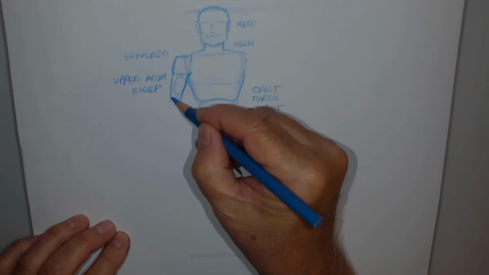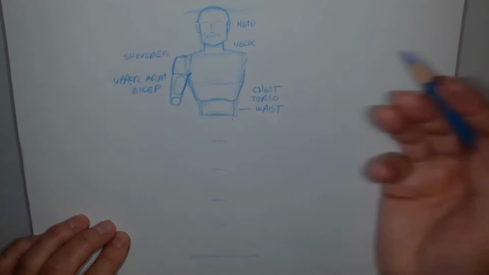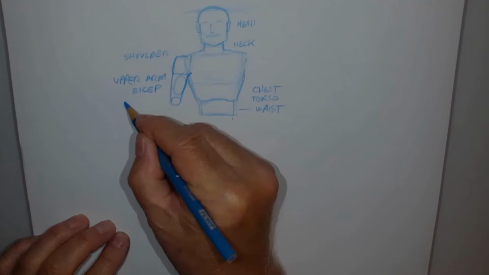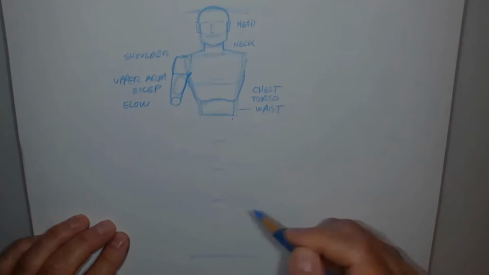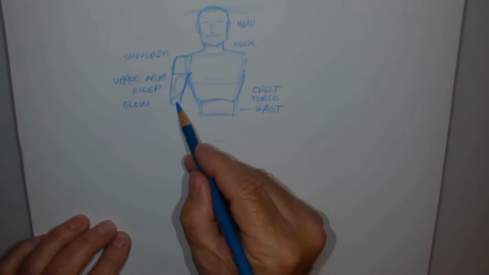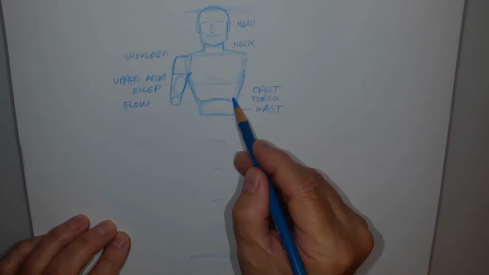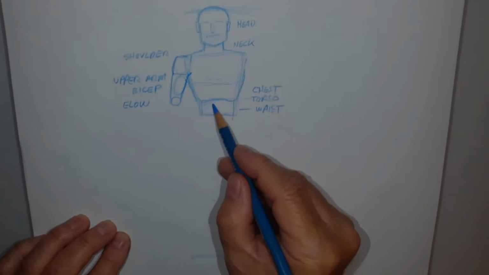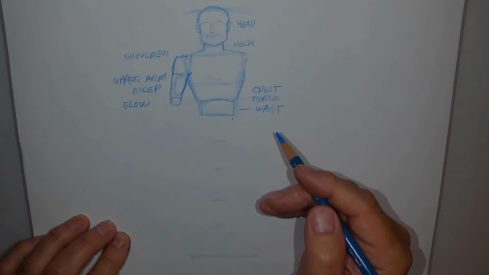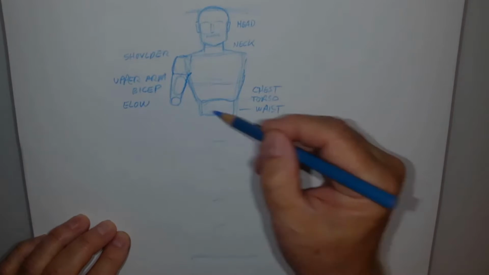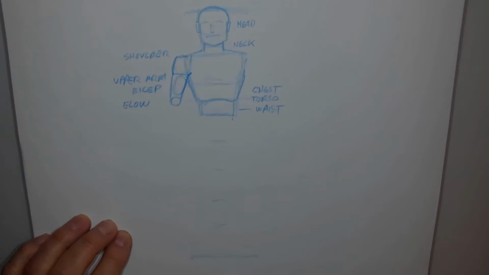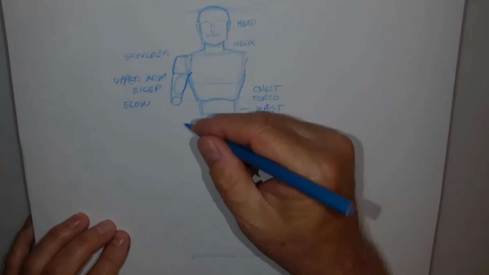Then we have a joint, which is the elbow. And that usually lines up with the bottom of the rib cage or somewhere close to the waist. Okay, so that kind of gives us some proportion to measure things off with to see how they're working.